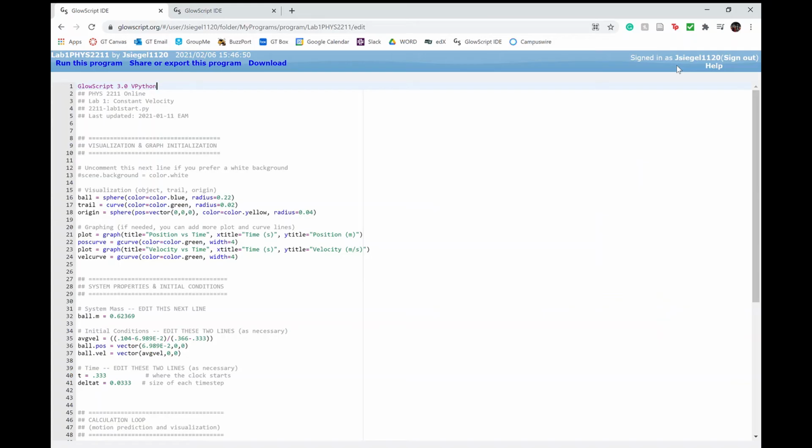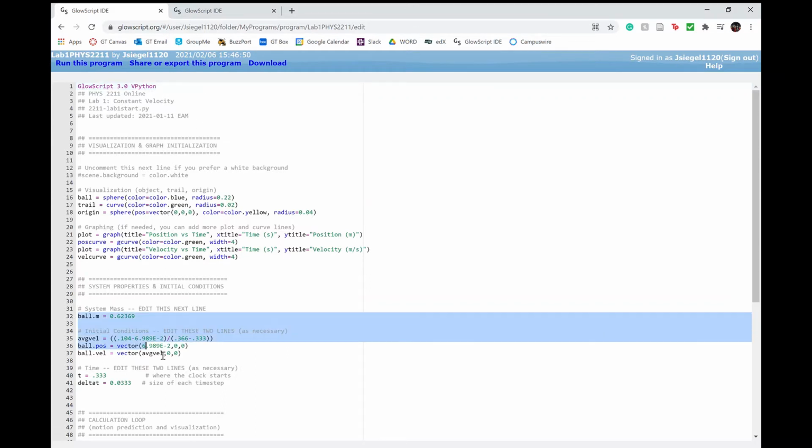After this, I imported the starter code into GlowScript. There are multiple things I had to change, such as the mass of the ball to 0.62 kilograms, the initial position of the ball to 6.989 times 10 to the negative 2 meters, and the initial velocity to the average velocity, which I created using change in position over change in time. I then put the starting time and the delta t.